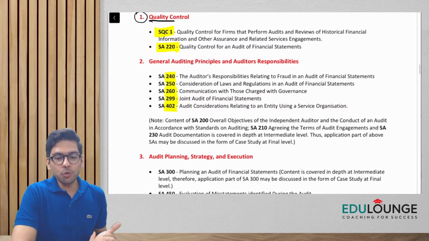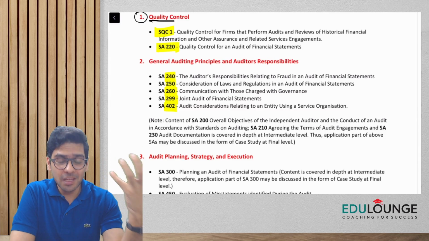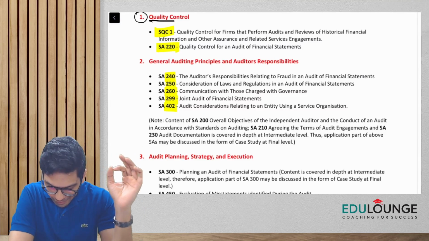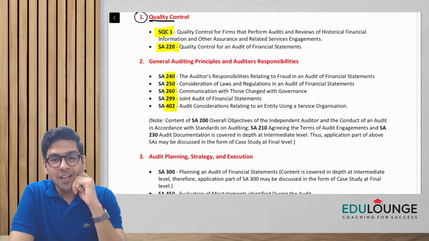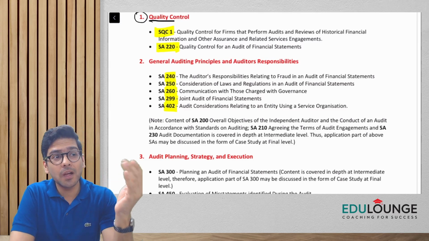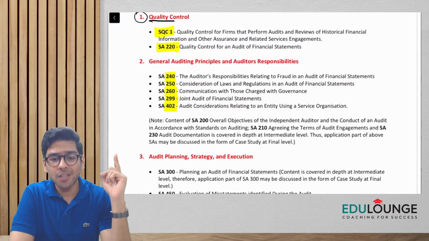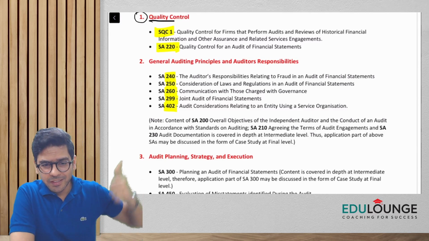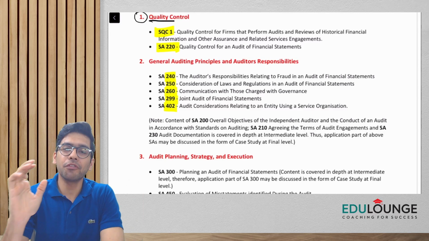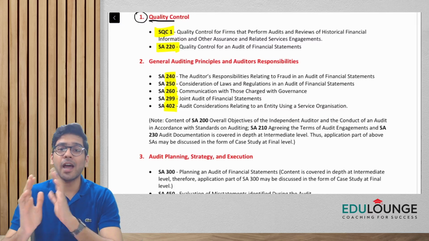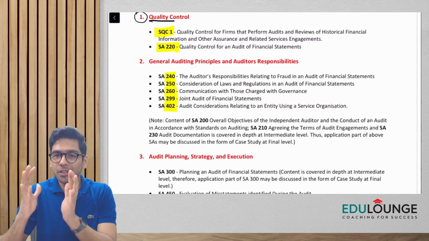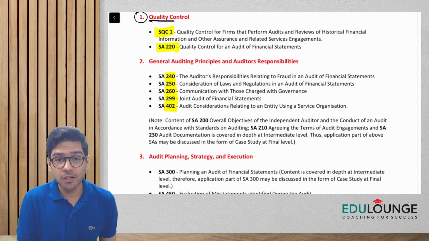Now, chapter number 2, the name of the chapter is General Auditing Principles and Auditors' Responsibilities. And under this chapter, what are the standards which are covered? You can see here SA 240, 250, 260, 299, and 402. So this is what is covered in detail in this particular chapter.